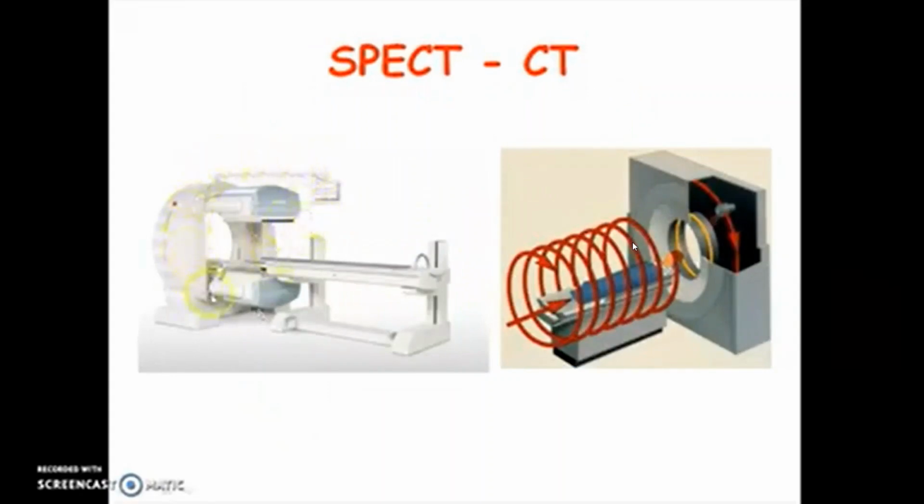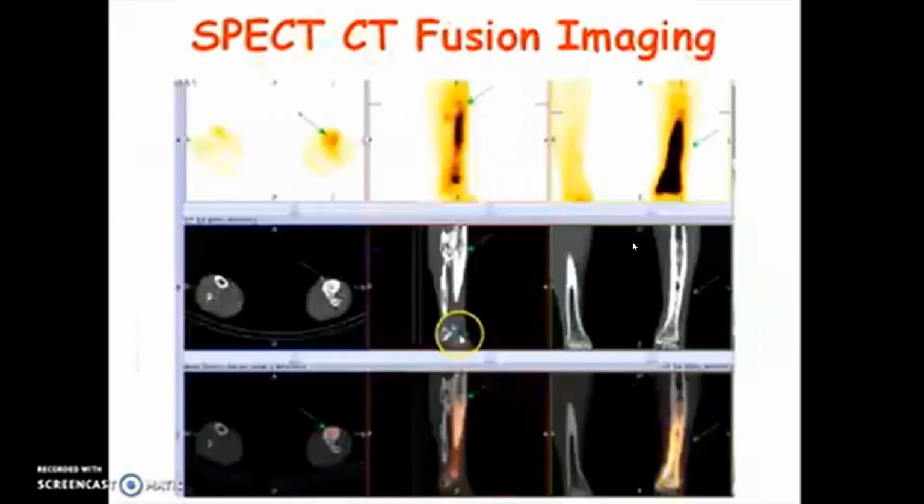So this is the SPECT imaging. Already we have seen this. This is our normal CT scan imaging. Combined, we call this SPECT-CT imaging. I'll show one image about SPECT-CT fusion. This is an image from SPECT. This is an image from the CT scan. Fuse these two images, you get an image something like this, which we call a SPECT-CT fusion image.